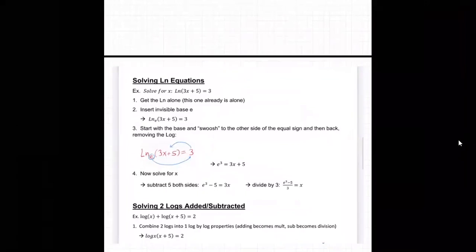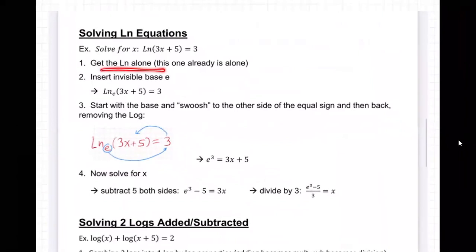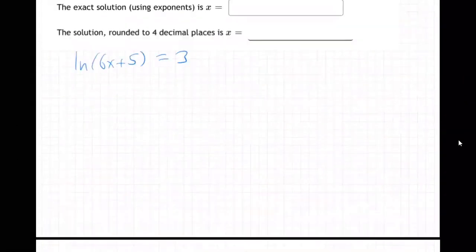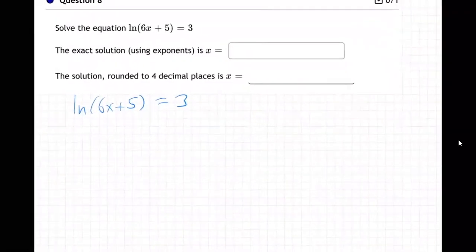How do we solve a natural log? You get the natural log alone. This one already is alone. Insert the invisible e, and then do the swish thing. And then solve for x. Okay. So let's do it.